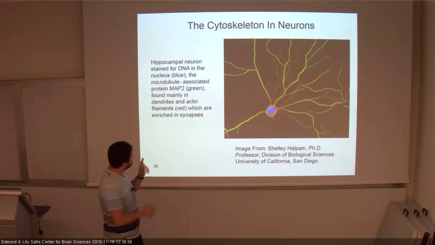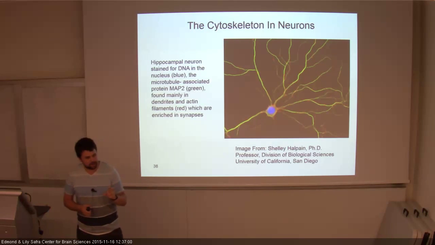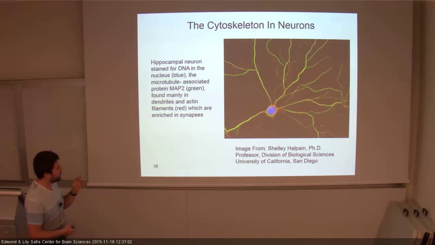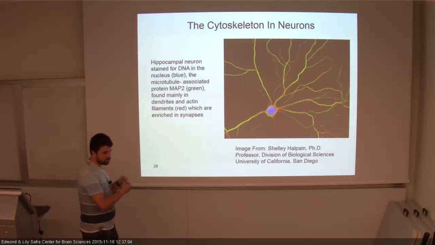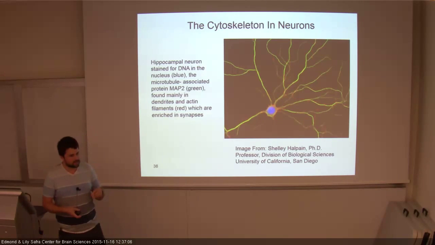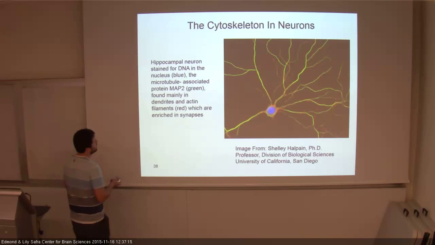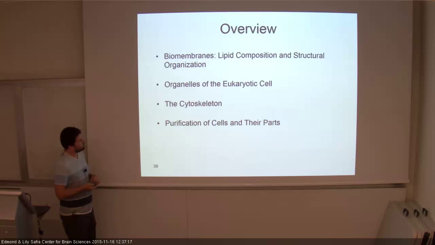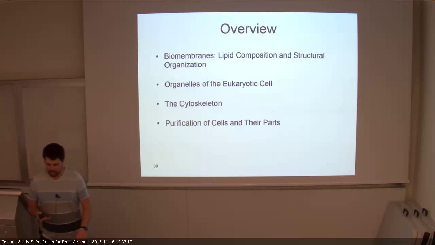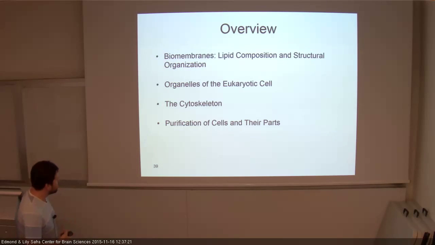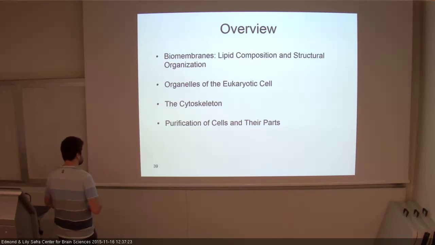You're right, but I'm talking about MAP2 in general. There are different types of microtubules. There are microtubules that are also inside axons, but this specific microtubule protein is enriched in dendrites.